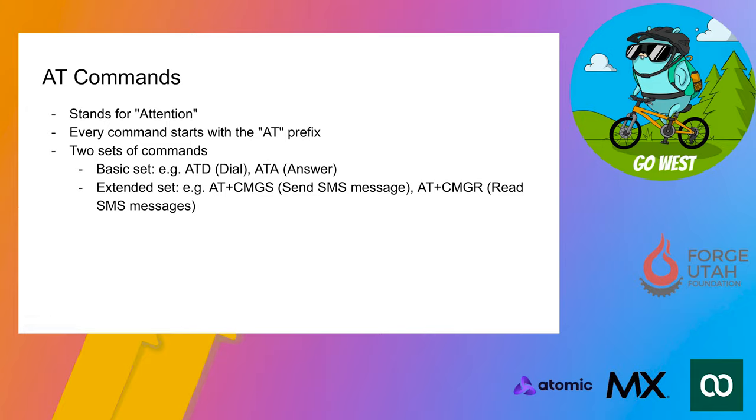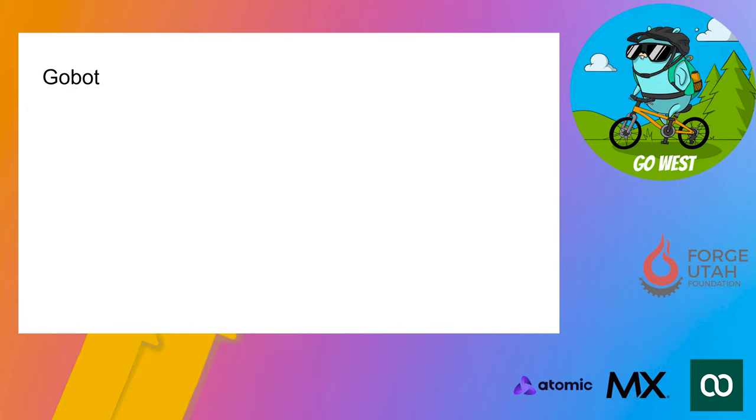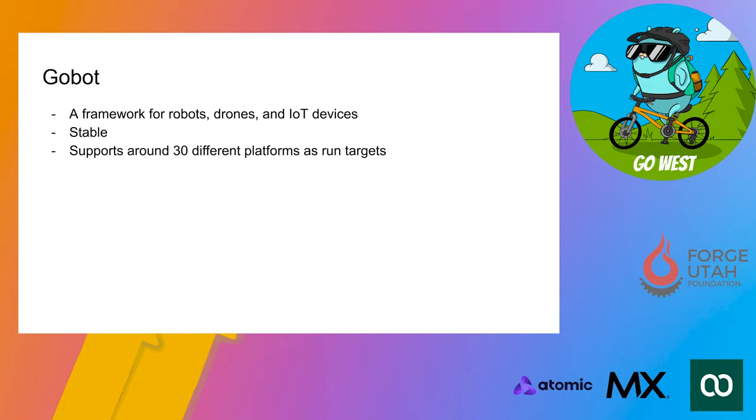With all of this in place, how do we write a device driver in Go? For this, we'll use the GoBot IO library. For those of you who don't know what GoBot is, it's a framework that's really well-suited to control robots, drones, and other IoT devices. If you're not familiar with it, let me give you a bit more of an overview. It's a stable library. It's been out there for quite a while now. It supports 30 different platforms to run your code on. So that means it's flexible and can adapt to different platforms.